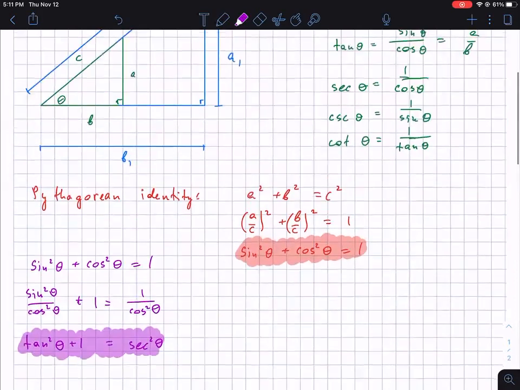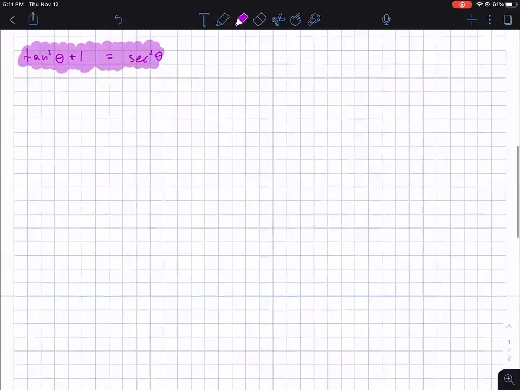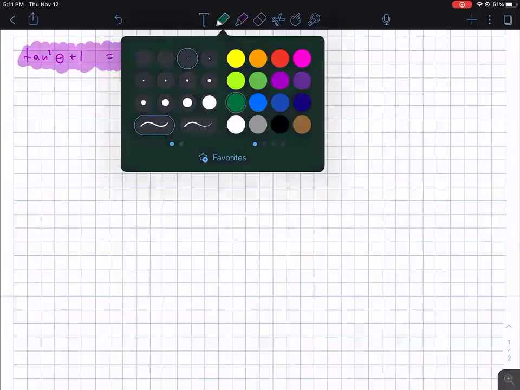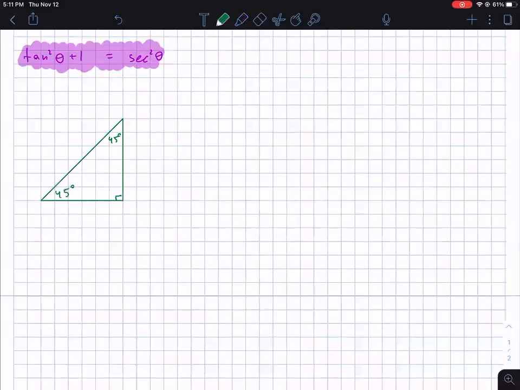Now, special triangles. Some triangles that you absolutely need to know are 45, 45, 90. Take an isosceles right triangle. This is 45 degrees, this is 45 degrees. If you call this length x and this length x, by the Pythagorean theorem, the hypotenuse is going to be the square root of x squared plus x squared.